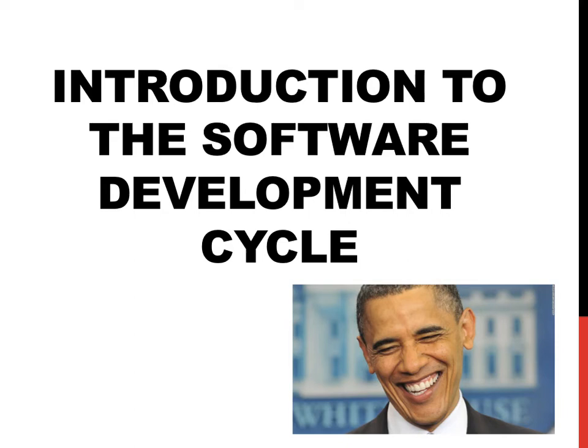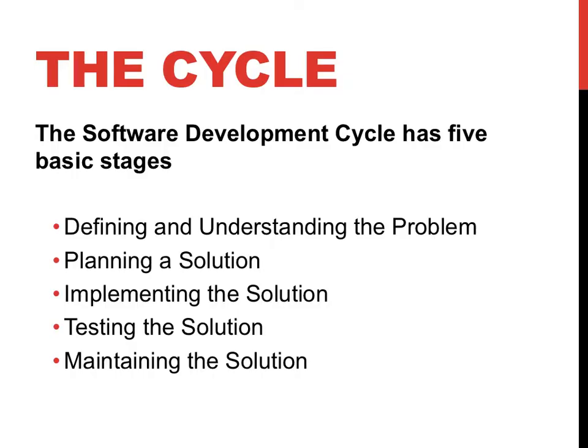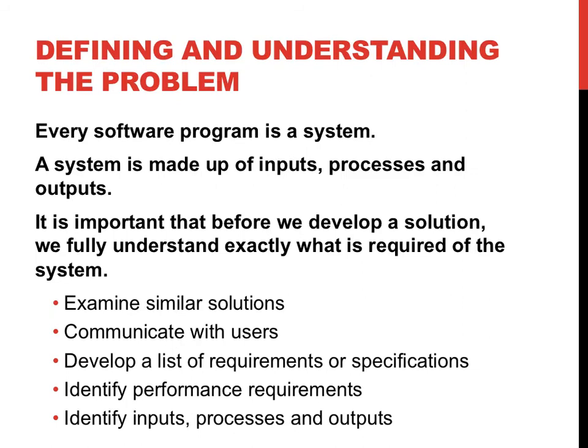Today I'm going to introduce you to the software development cycle. When developing a piece of software, there are 5 basic stages: defining and understanding the problem, planning it, implementing it, testing it, and maintaining it. It's pretty straightforward.